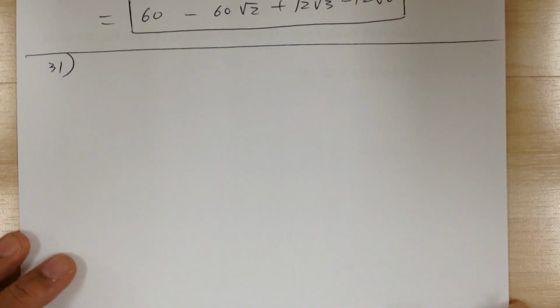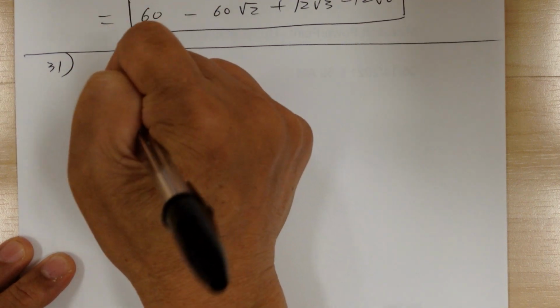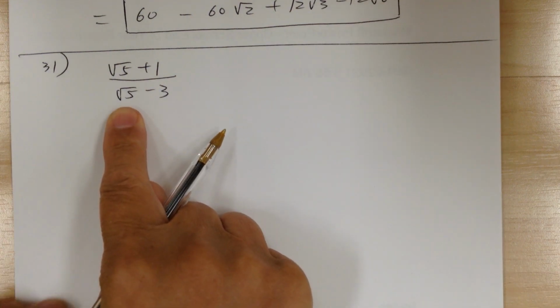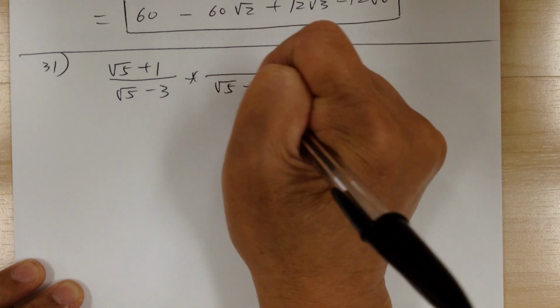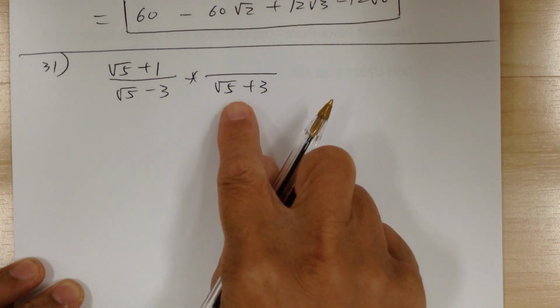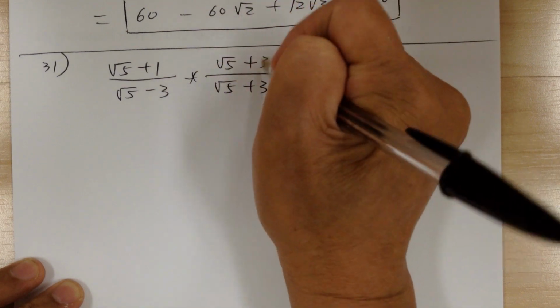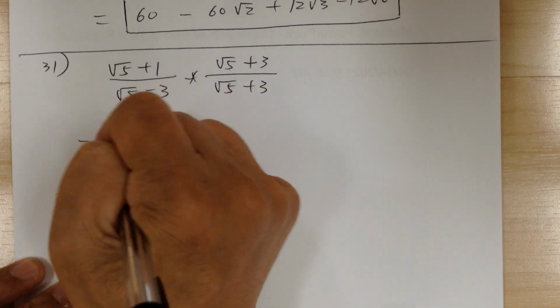Okay, number 31. Square root of 5 plus 1 over square root of 5 minus 3. So again, you got square root on the denominator you have to get rid of, so you need to multiply by the conjugate. So it'll be square root of 5 plus 3. Now you multiply by conjugate on the bottom, you need to multiply by conjugate on the top. You have to multiply the same, because this is equal to 1. So when you times by 1, you're not changing anything.